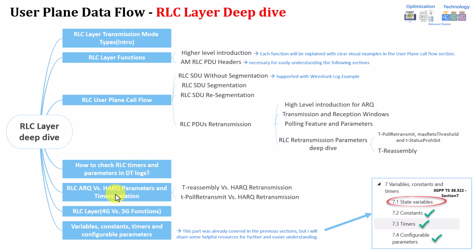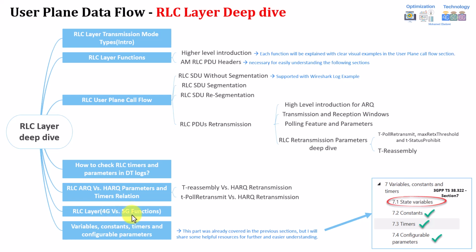Then, most importantly, I will show you what kind of consideration and time relation there is between the RLC and the HARQ or the MAC layer. Then I'll end with the RLC layer, the main functionality differences between 4G and 5G, and what kind of improvement was added to 5G when you compare it to 4G.